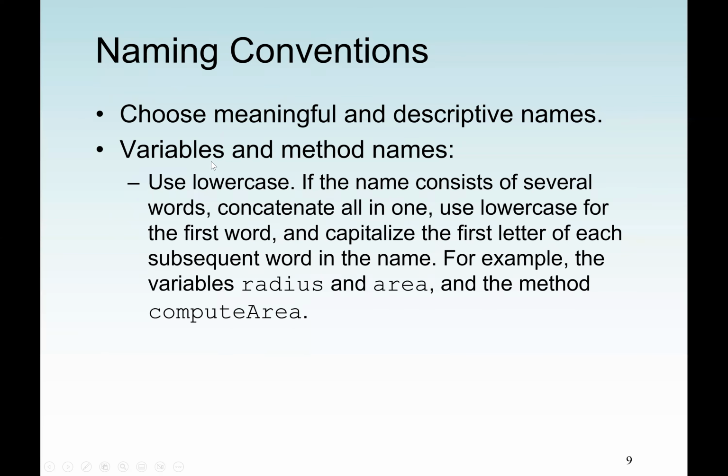If you're naming variables, and not only variables but classes or methods, and you are using two or more words, start with lowercase. If the name consists of several words, join or concatenate all in one. Use lowercase for the first word, and then capitalize the first letter of each subsequent word in the name. So for example, the variables radius and area are okay, only one word. But a method name computeArea is two words. So I start with the word compute, then the second word I start with uppercase A, and the rest will be lowercase.